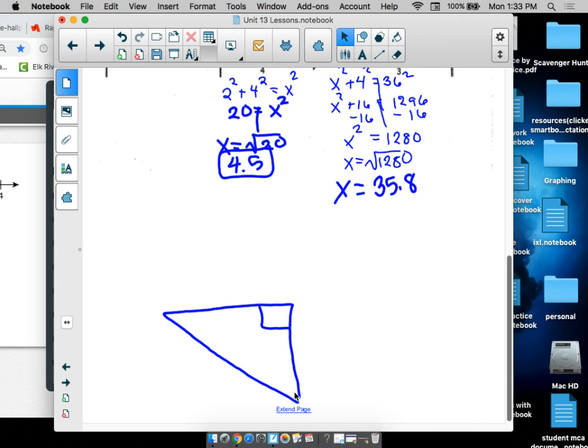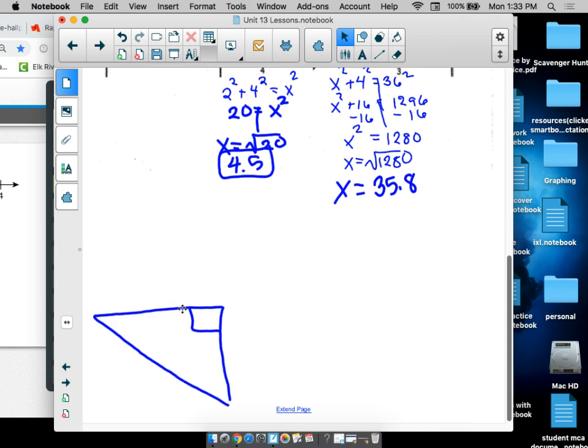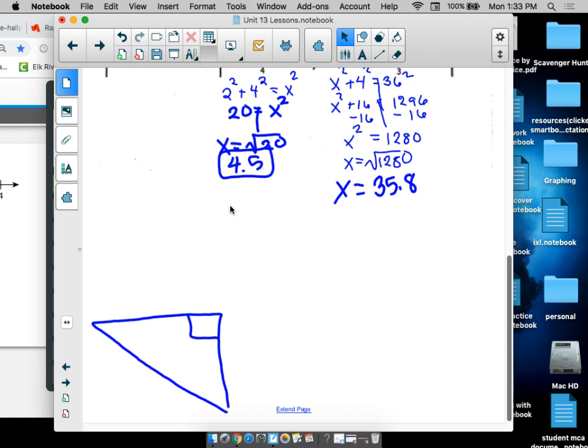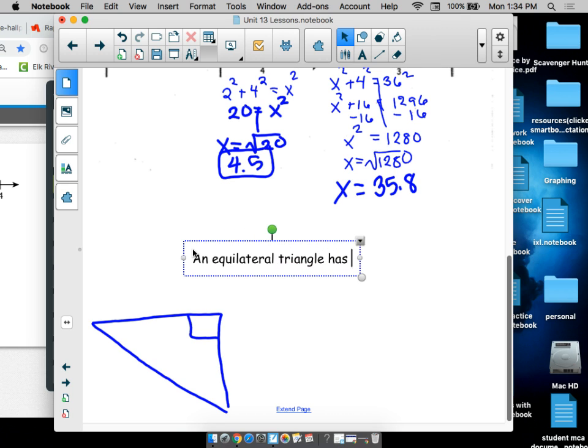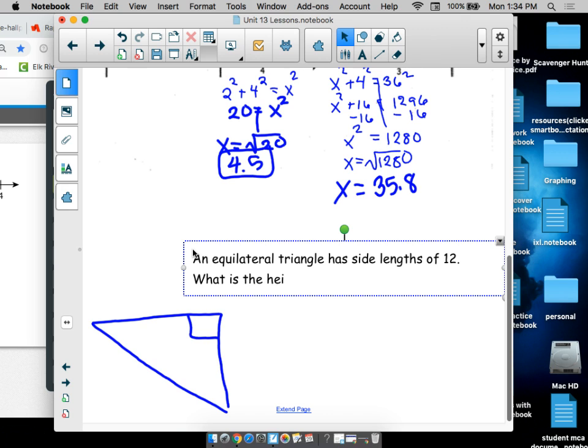Okay. I want you, do you have room on the left-hand side? Heck yeah, you do. Okay, just stop. An equilateral triangle has side lengths of, something. What should I say? 42 and 74. No, equilateral. 12. What is the height of the triangle?